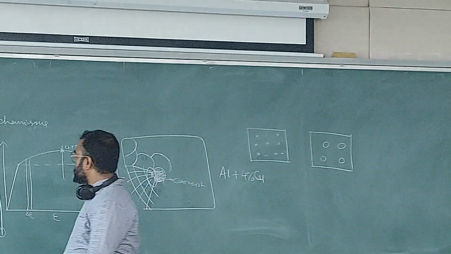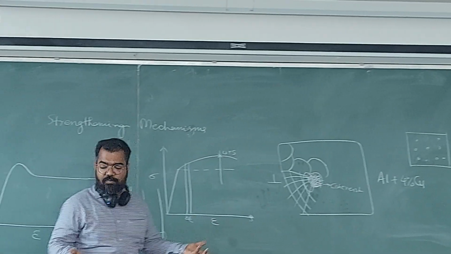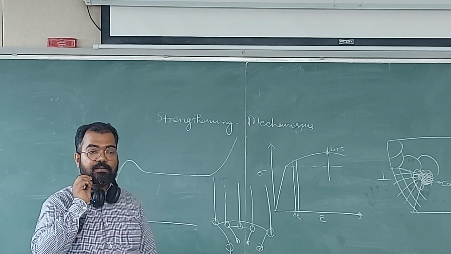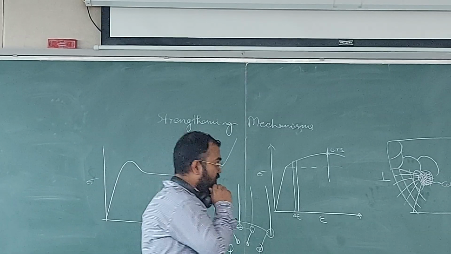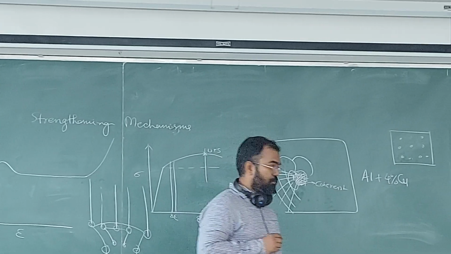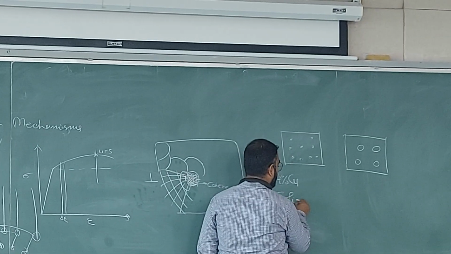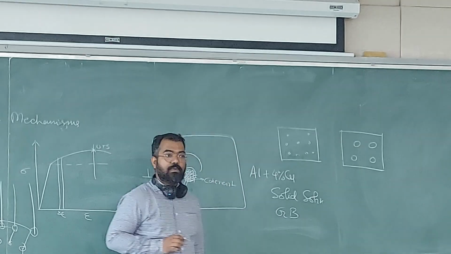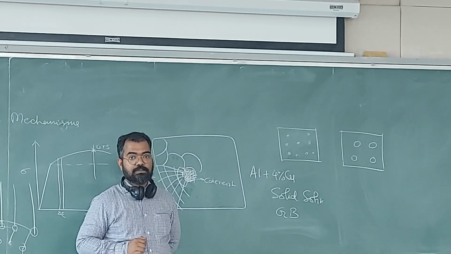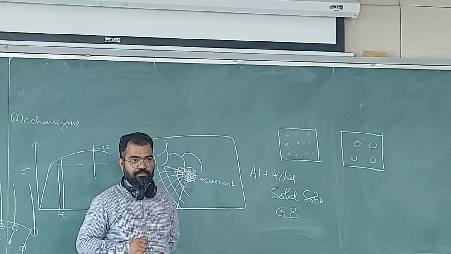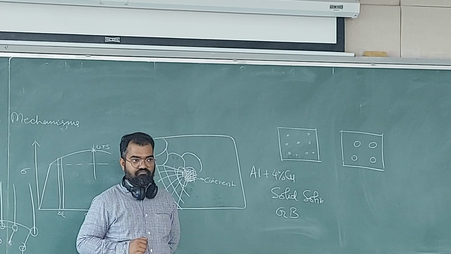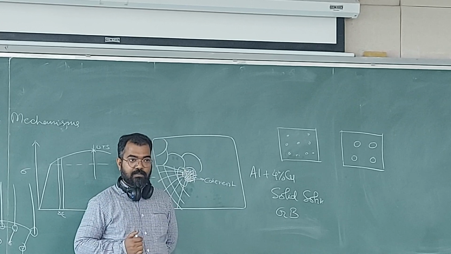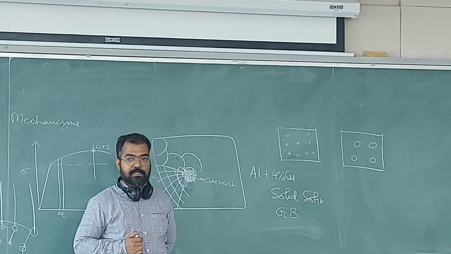Okay? So, strength of metallic materials can be increased by various ways. Tell me those ways. Tell me some ways of increasing the strength of material. Reducing the grain size. Yes. Then? Solid solution. Grain boundary. Then? Is there anything else? Precipitation hardening. Dispersion hardening. What else?